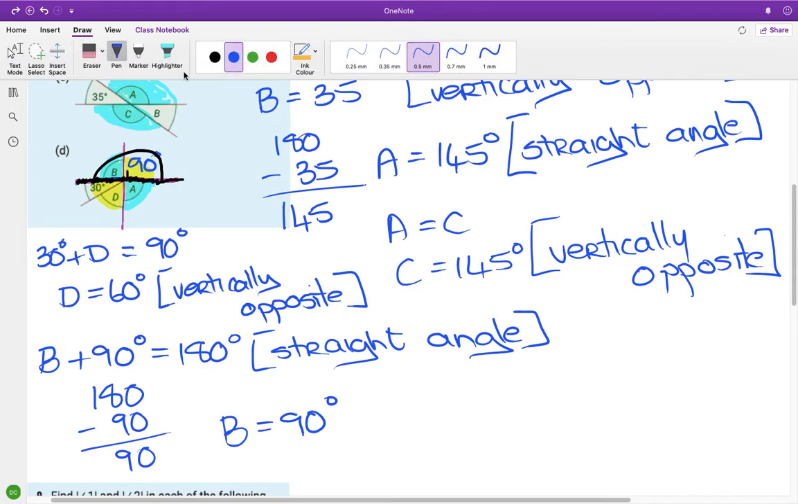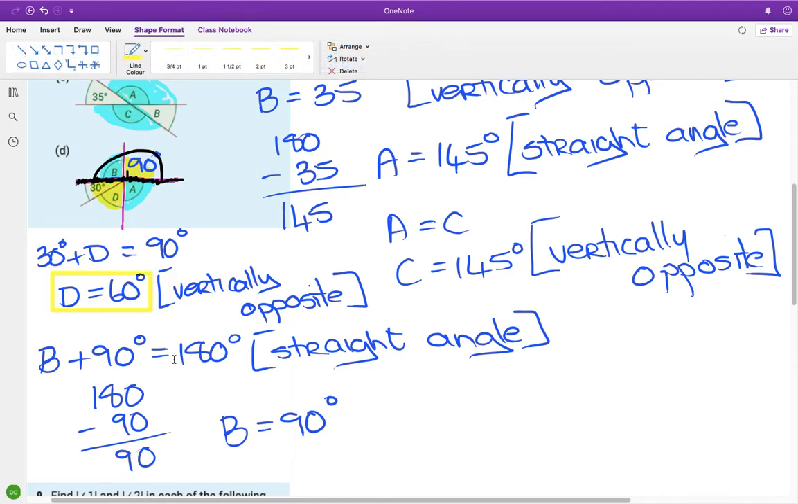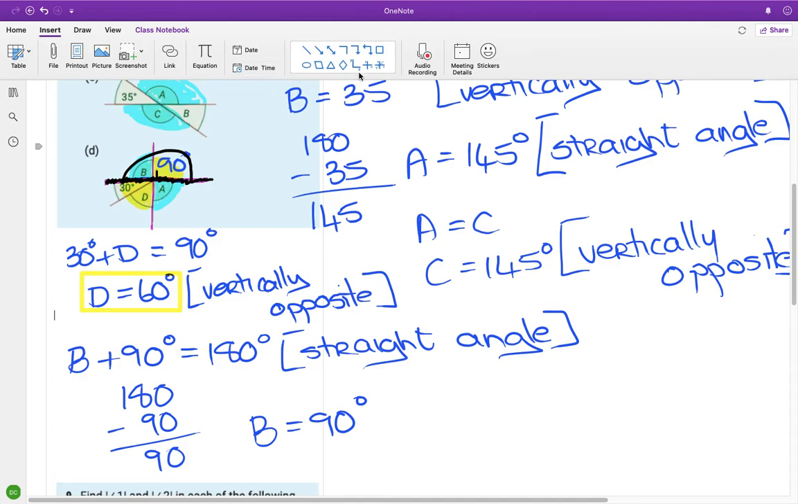Search. Ooh. Insert. Okay, so now we have B.